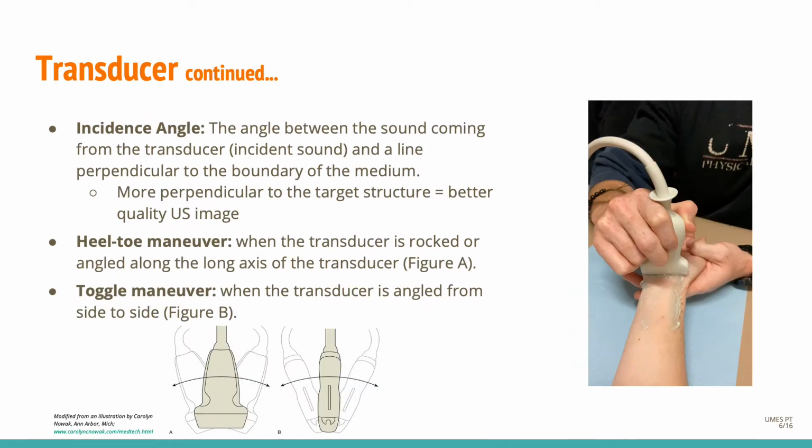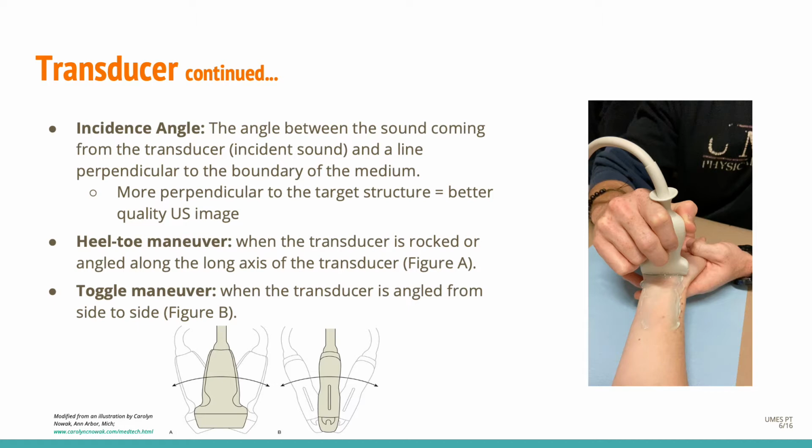We're going to continue talking about transducers. The incidence angle is the angle between the sound coming from the transducer and a line perpendicular to the boundary of the medium. This just means that the more perpendicular to the target structure, the better quality ultrasound you're going to get. So the whole goal of ultrasound is trying to get as perpendicular as possible to the structure you're trying to view on the screen. There's a couple ways to do this.